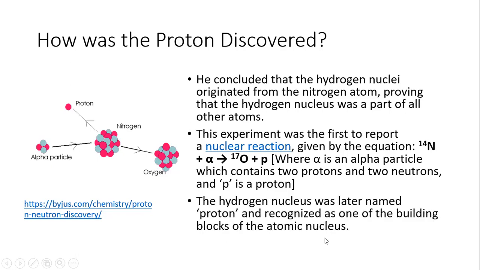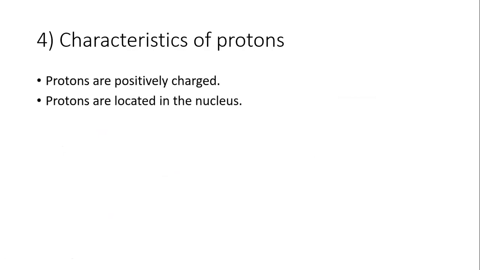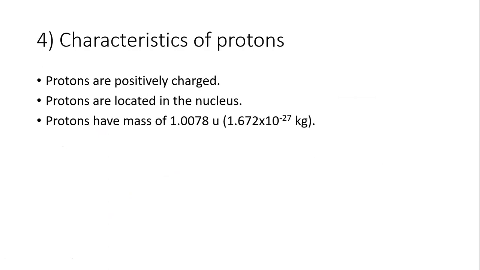The hydrogen nucleus was later named proton and recognized as one of the building blocks of the atomic nucleus. Right? That means protons make up the nucleus. If the nucleus contains a number of protons, 1, 2, 3, or 4, then it will be considered a different type of element. No? Then we can study the characteristics of proton, positively charged, located in the nucleus. Right? That's the atomic mass unit. No need to memorize. Usually it will be given to you.